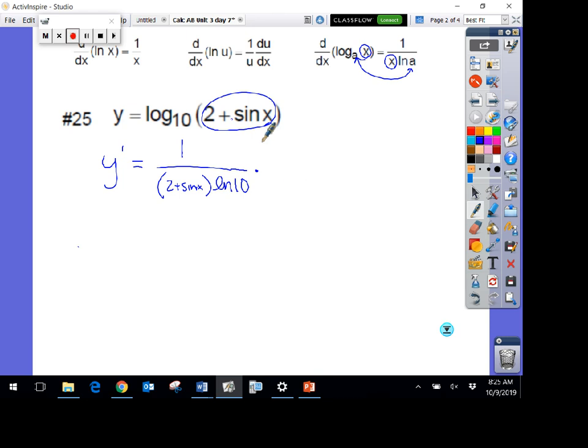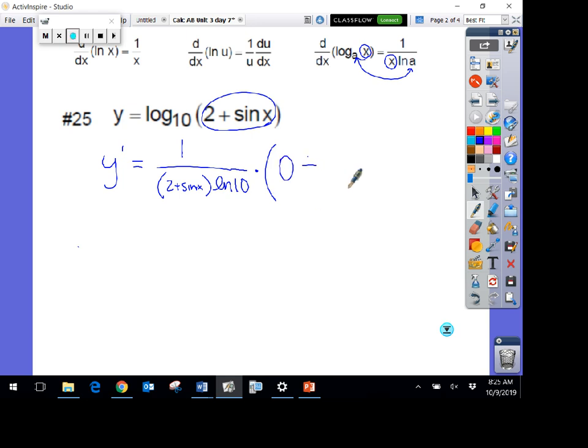And because this is not just x, we have to chain it. If that was just log base 10 of x, we'd be done, but we're not. So then we have to take the derivative of the inside. So the derivative of the inside, there's a plus right there. Now, if you know the derivative of 2 is 0 and you don't have to write 0 plus, that's fine. I'm going to do that though.